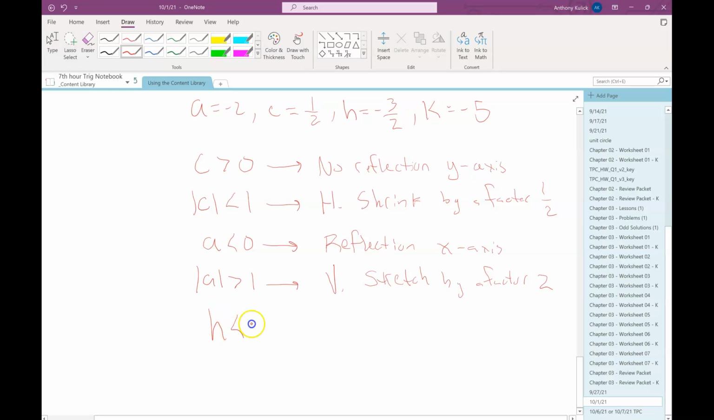Okay. The h is less than 0. What does that mean? It means we're going to go left 3 over 2 units. And the k is negative. What's that going to mean? Down 5 units.